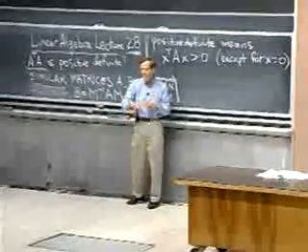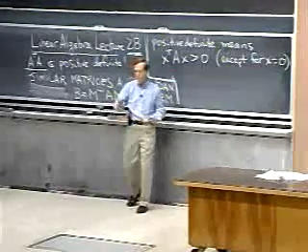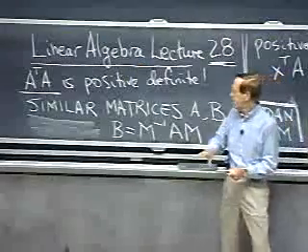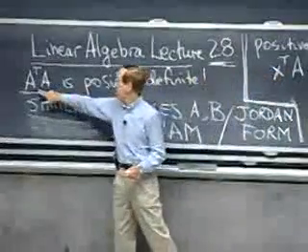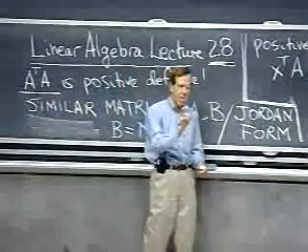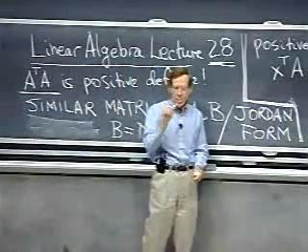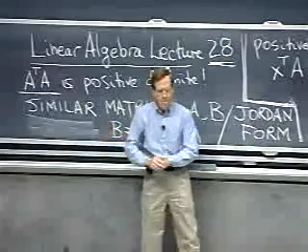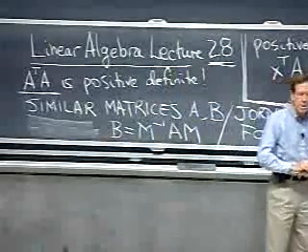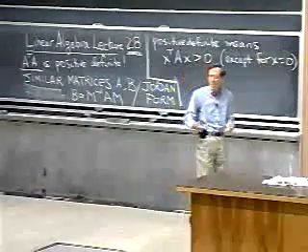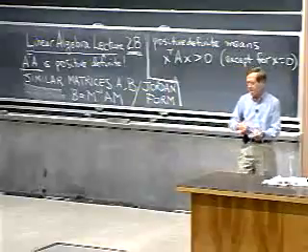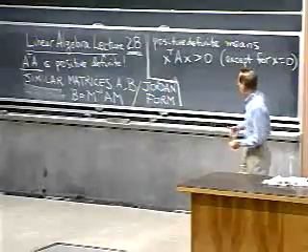All sorts of physical problems start with a rectangular matrix. You remember in least squares, the crucial combination was A transpose A. So I want to show that that's a positive definite matrix. So I'm going to speak a little more about positive definite matrices, just recapping.